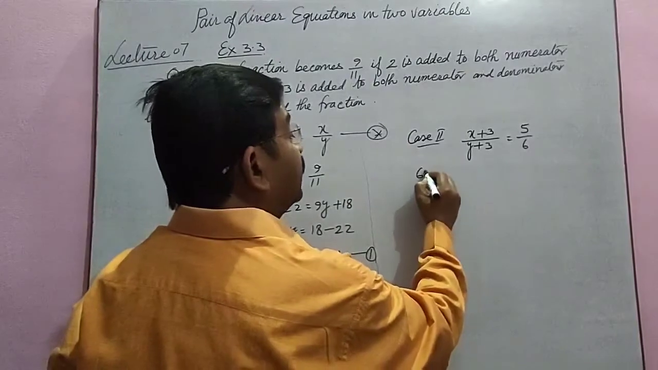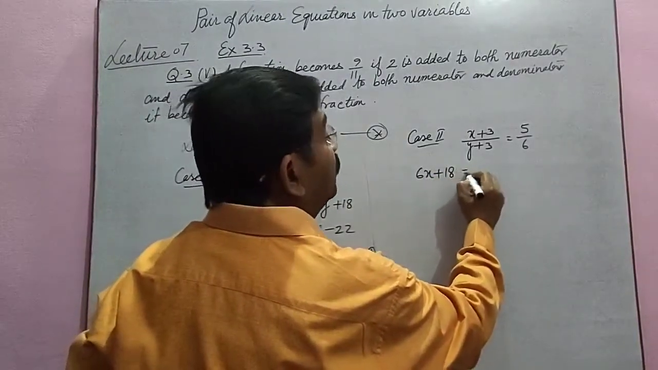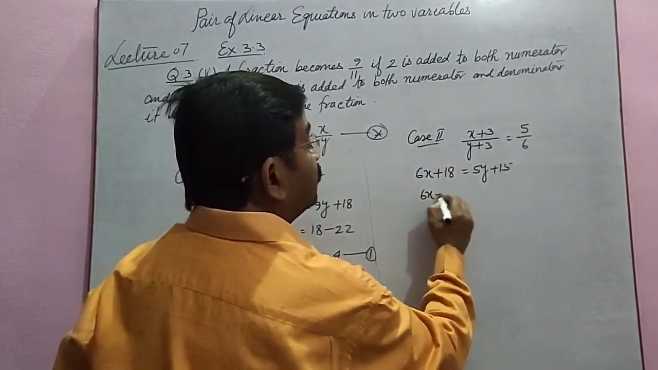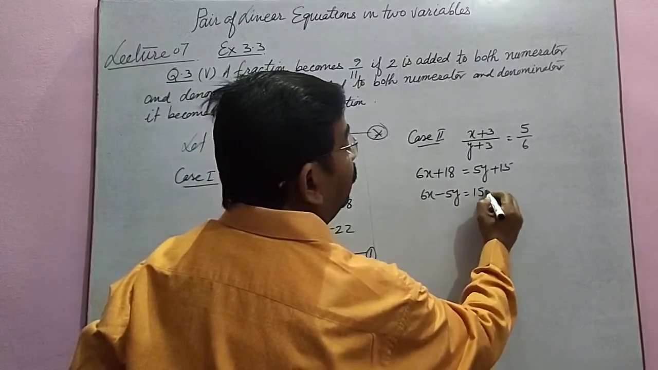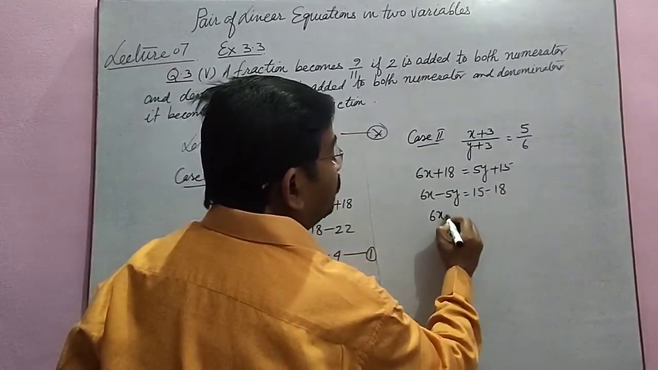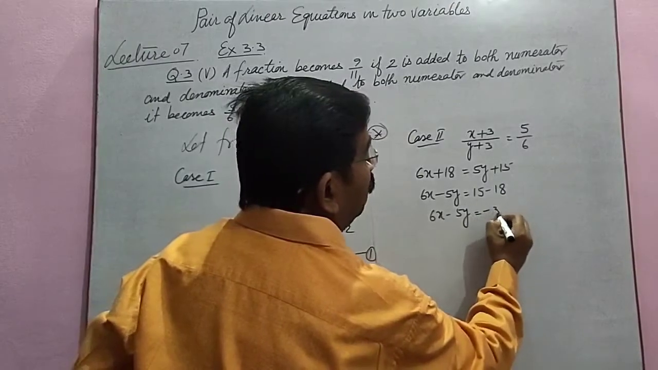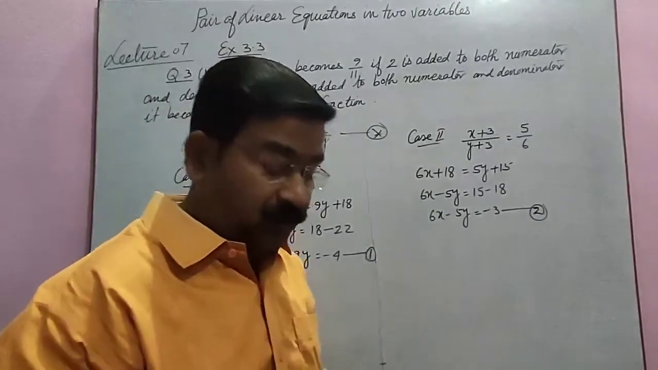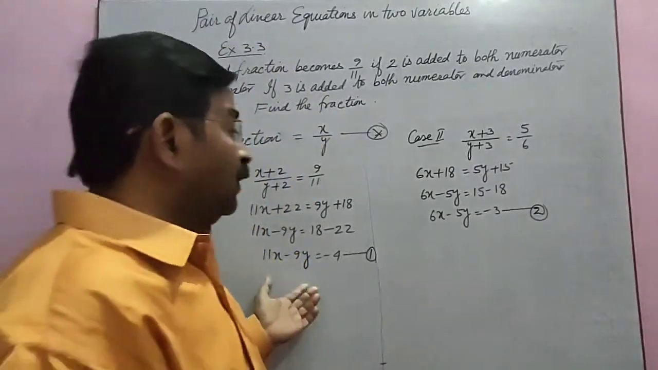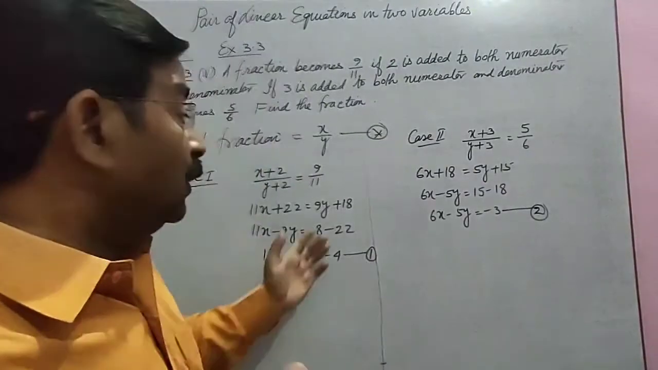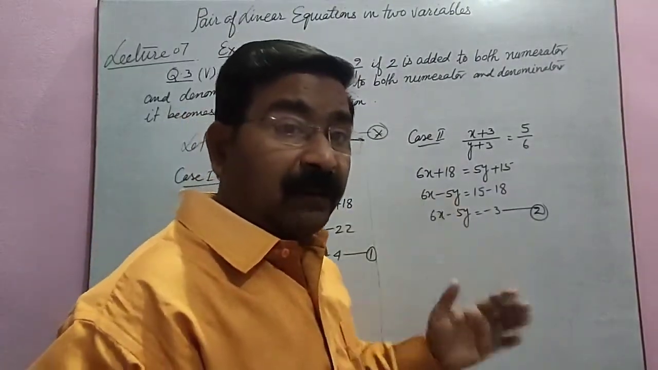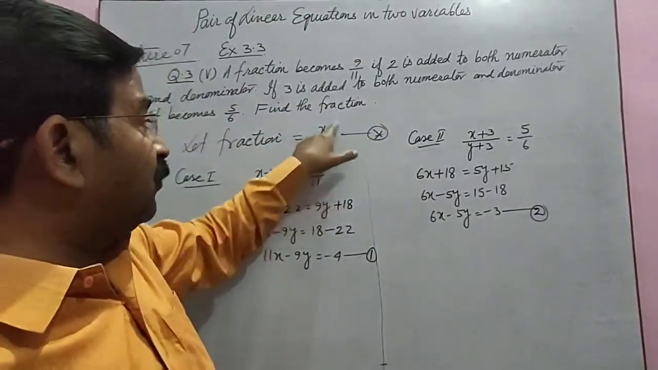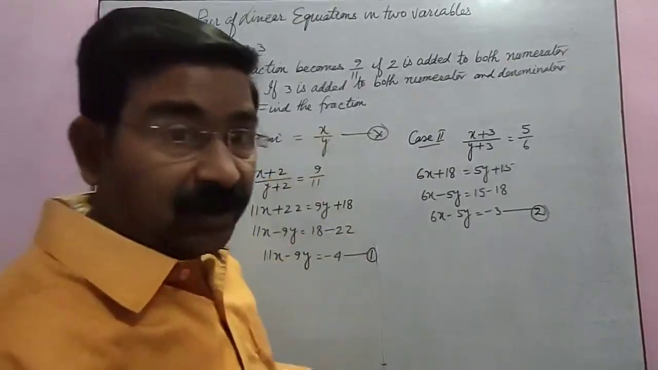Now this is 6x plus 18 is equal to 5y plus 15. Bring y this side. 6x minus 5y is equal to 15 minus 18. 6x minus 5y is equal to minus 3. Equation number 2. And you know how to solve these two equations by substitution method. Getting the value of x or y from one of the equations, we have to substitute in the other. You will get the values of x and y, and after that you will substitute the values of x and y in this equation to get the fraction.